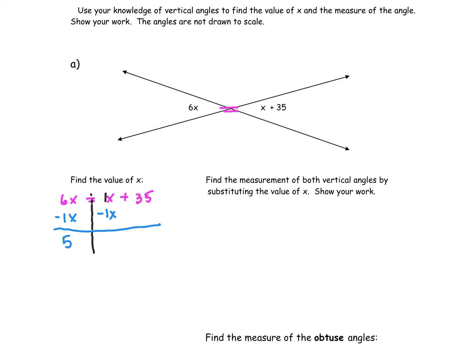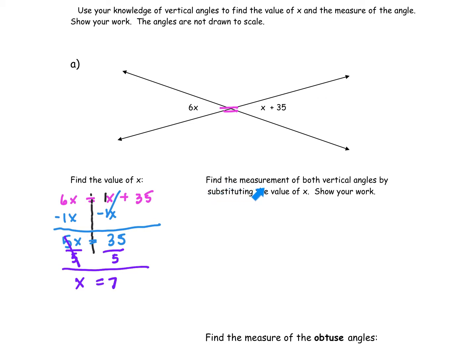So I'm going to have 5x on the left side, and we've eliminated the 1x on the right side, and now we have positive 35 left over. Now we're going to eliminate the coefficient 5. Side by side means multiplied, so we're going to do the opposite, which is dividing by 5 on both sides. Eliminating the 5, and now you have x equals 7.